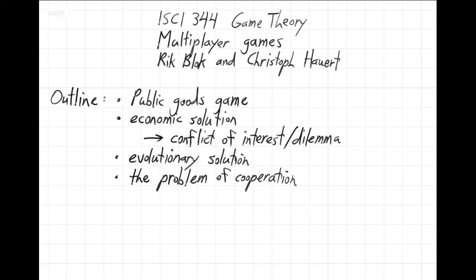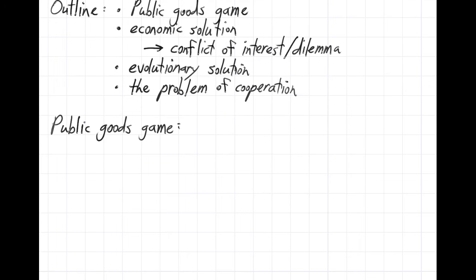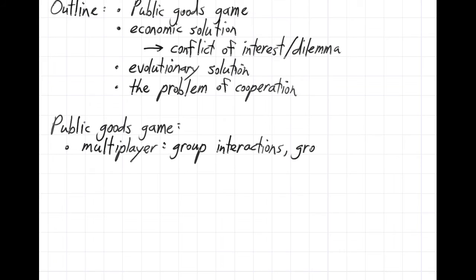The problem there being, how does cooperation emerge and sustain in an evolving population? Okay, so the public goods game. The idea here with this and other multiplayer games, and when I say multiplayer, I mean more than two players, is that there are group interactions, and we fix the size of the group. Let's say there are n individuals, players in the group.